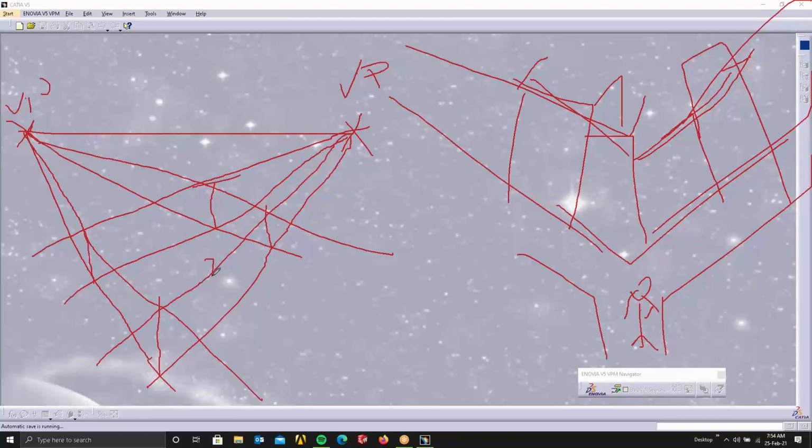All the edges are going and meeting at this point, and similarly here, all the edges of this rectangular block are going and meeting at this point. So these two vanishing points are where the edges meet. This is called the 2 point perspective view.